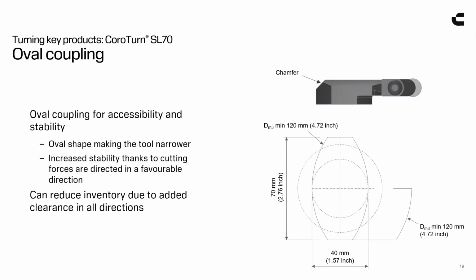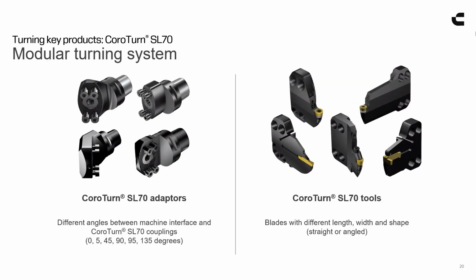So the reason we call this the SL70 solution is that the interface that these blades connect to, usually a Capto interface, has an elongated serrated 4-bolt connection, and that serrated connection is 70 millimeters by 40 millimeters, hence the 70 millimeter SL70 name. We do offer the blades in a multitude of sizes.